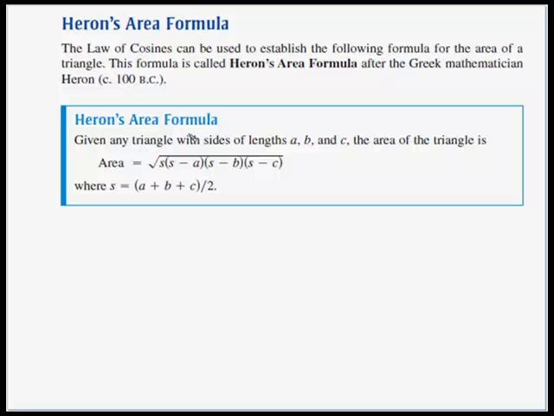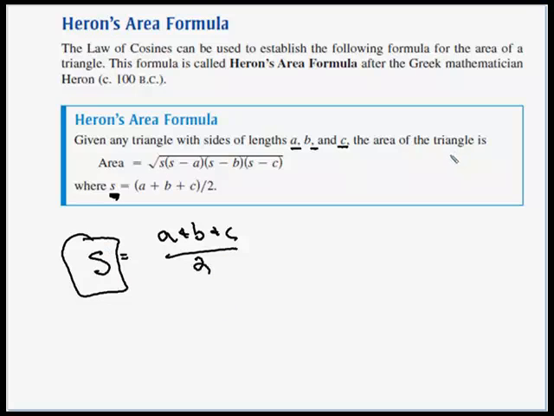Given any triangle with sides of length A, B, and C, so we know all three sides, the area of a triangle is, and first let's jump down here, they're coming up with this new letter S. S is equal to A plus B plus C divided by 2. So we take all three sides of the triangle, add them up, and divide by 2. That is S. Heron's formula, it all takes place under a nice big radical.